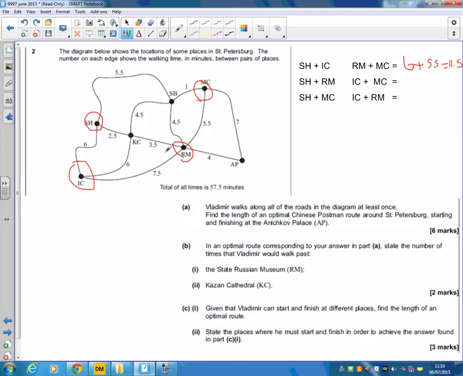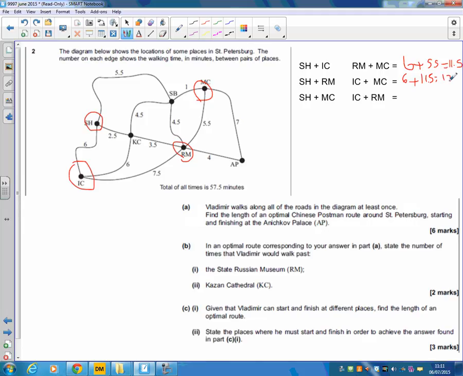SH to RM, so going straight across there, that's 6. If we went along that way, it's more than 6. Went that way, it's more than 6. So it looks like the shortest is going to be 6. IC to MC, so going that way, it would be 11.5. Going this way, it would be 14. Going that way, it would be 9.5. It would be more than 11.5. So it looks like the shortest is 11.5. Add those together and we'll get 17.5.